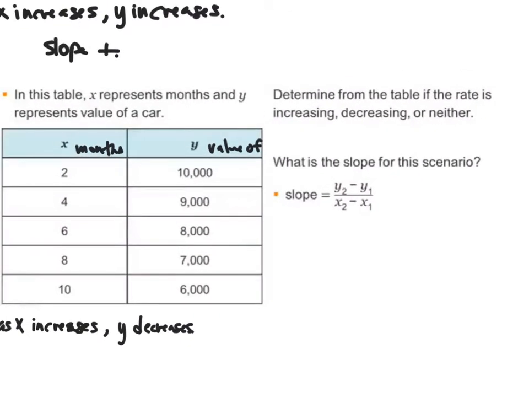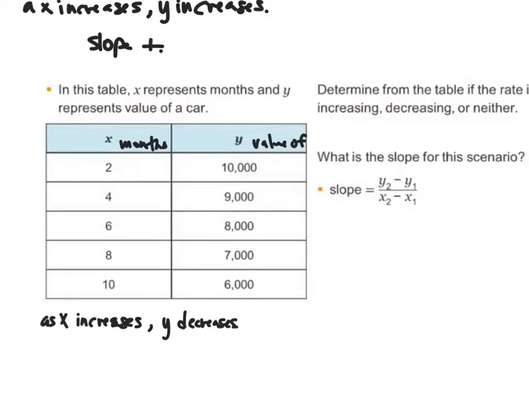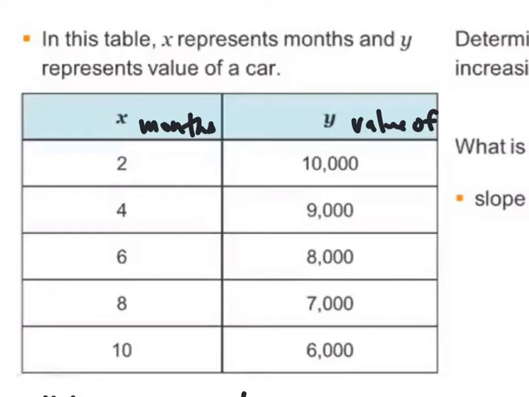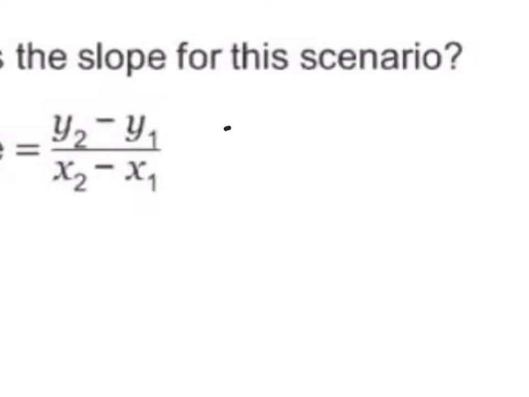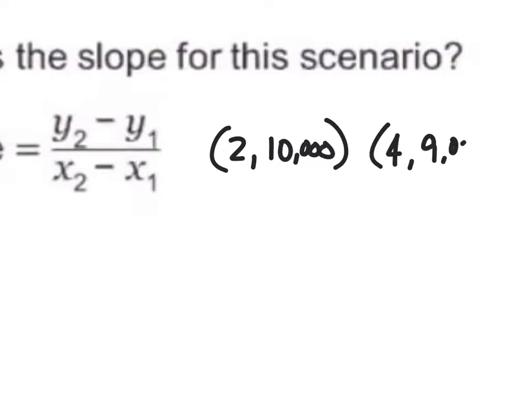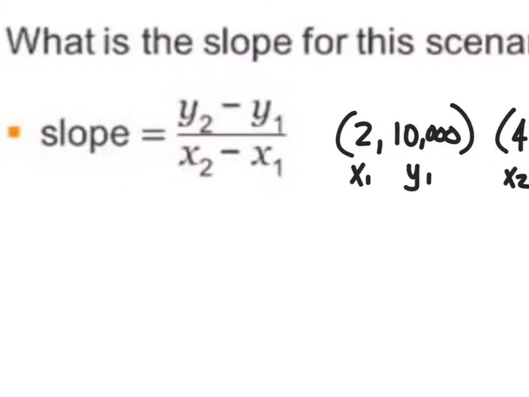What is the slope for this scenario? I'm just going to take 2 points: 2, 10,000 and 4, 9,000. I'm going to jot those points down. Here's my first point and my second point, x1, y1, x2, y2. So let's calculate our slope and see what we get.